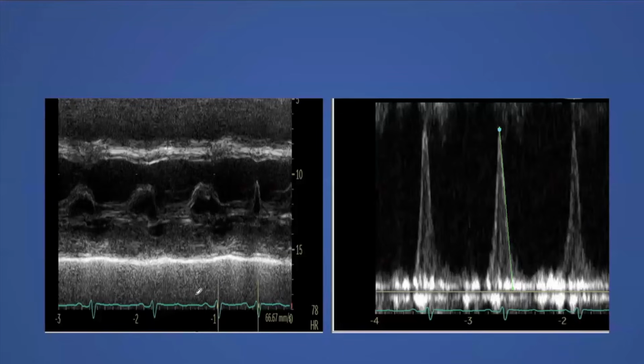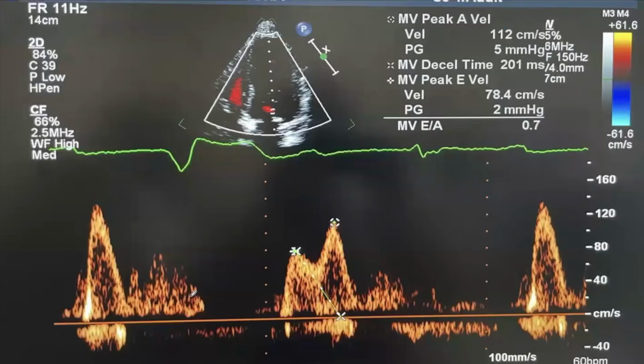So they are very fused in this patient, which makes you, at first glance, think that this patient has restrictive physiology or advanced diastolic dysfunction, while it's just a rapid A. How about this one?